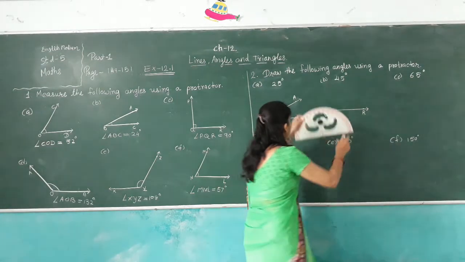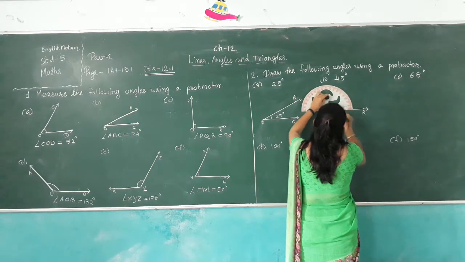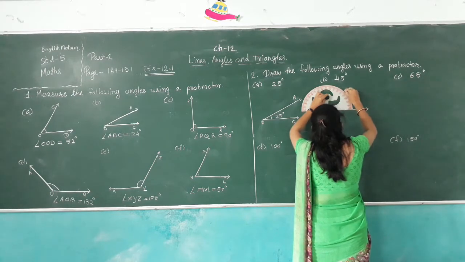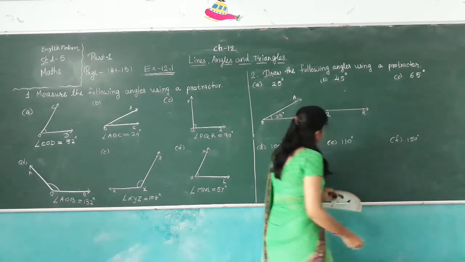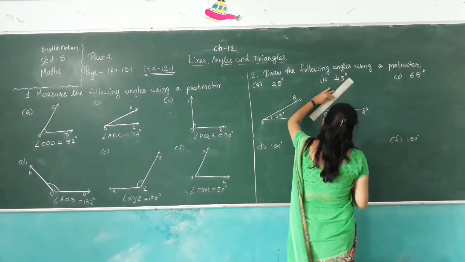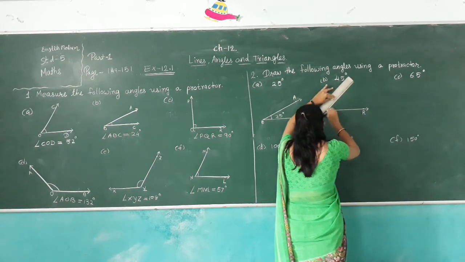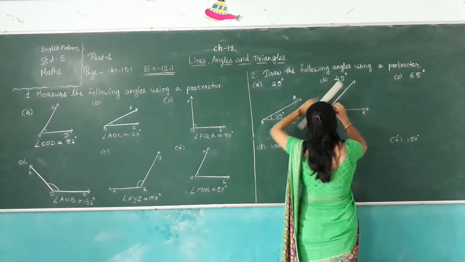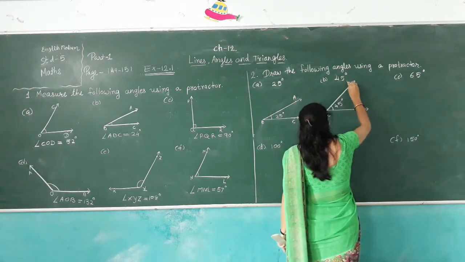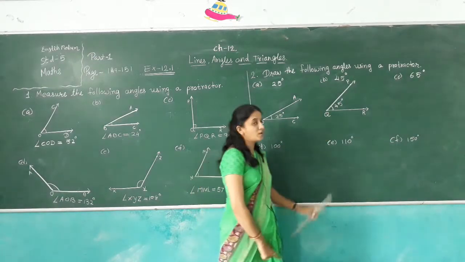So keep the protractor on Q and check the line properly. Then 45 degrees: 40, then count 5. Then put a dot and join the dot with the vertex. It makes an angle whose measurement is 45 degrees. Here write P. So angle PQR's measurement is 45 degrees.